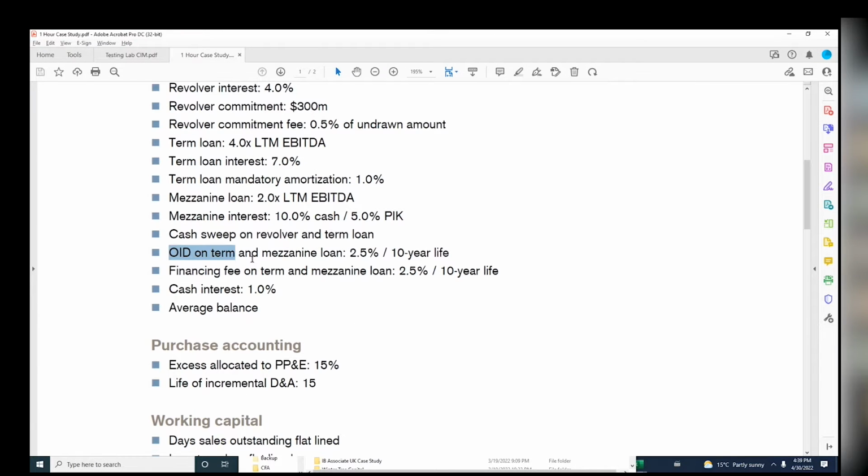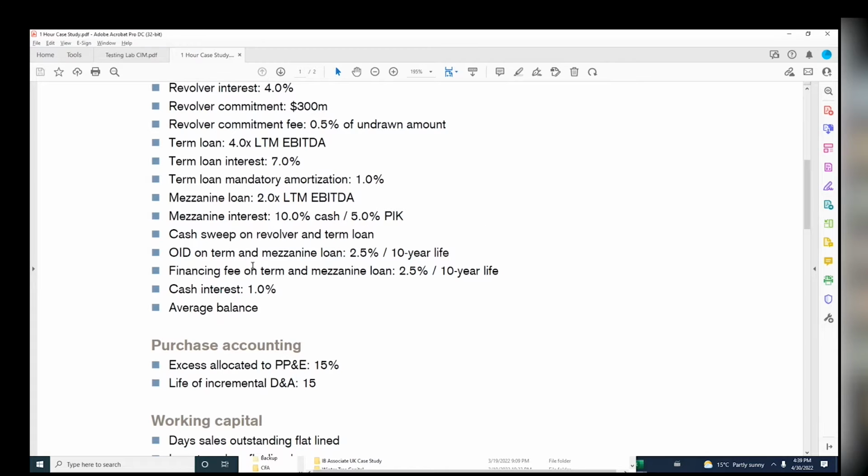I ignored this, by the way. This is kind of stupid. I just didn't feel like doing it. The OID. OID stands for original issuer discount. It just means that by the time you actually take out the debt, the debt market has changed, and suddenly you have to reduce the loan amount by 2.5% because interest rates have risen or whatever. But I just didn't feel like doing it, so I didn't do that. But maybe I should at some point.